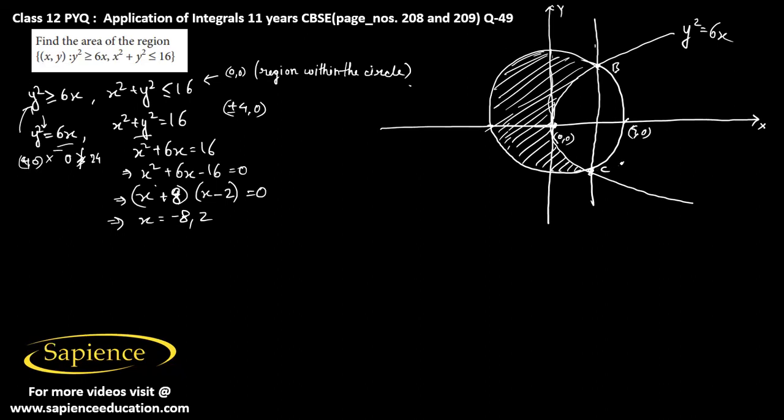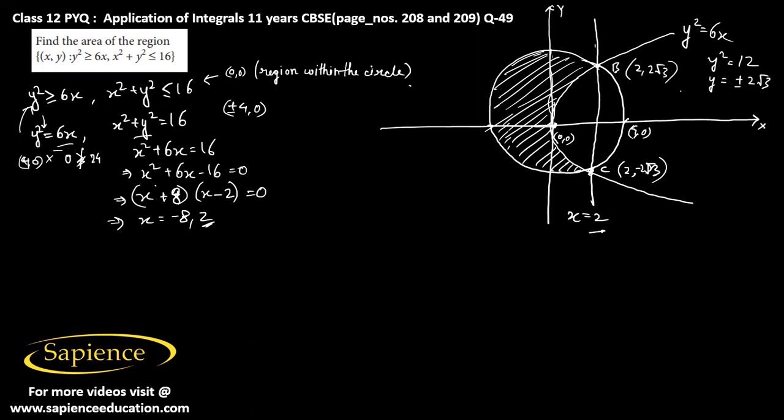Now at this point the x should be positive only, so we should take x equal to 2. This is x equal to 2. Now at this point this is 2 comma, we have to find the y coordinate. So if we put x equal to 2 here, then we will get y square equal to 12, then y will be equal to plus minus 2 root 3. So this will be 2 comma minus 2 root 3, and this point will be 2 comma 2 root 3.